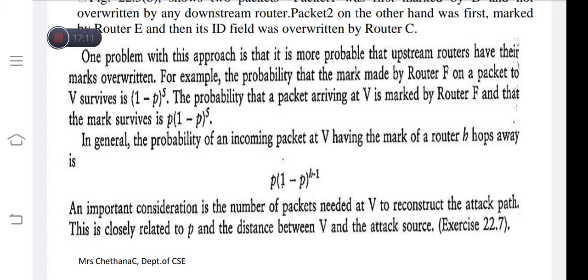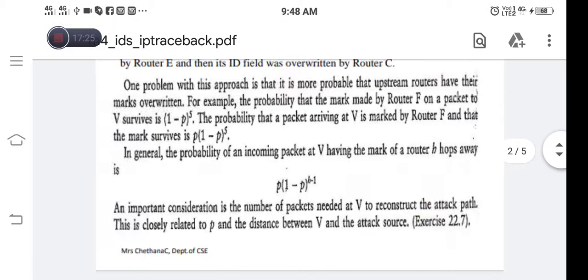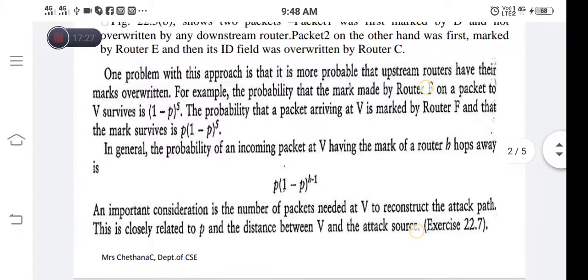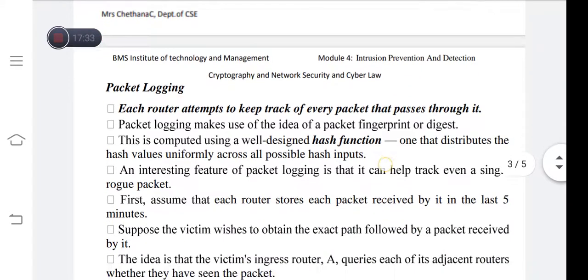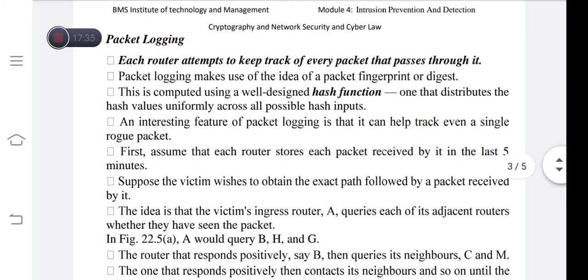To construct the attack path, the equation used is P into (1 minus P) to the power h minus 1. So this is about the probabilistic packet marking. Now let us move on to one more method, that is the packet logging.